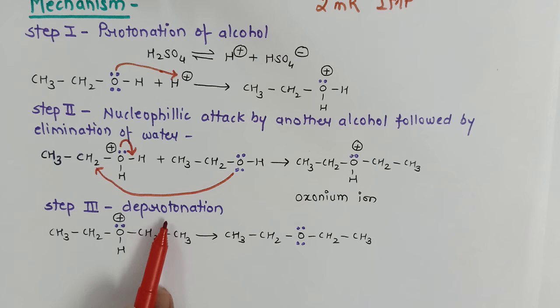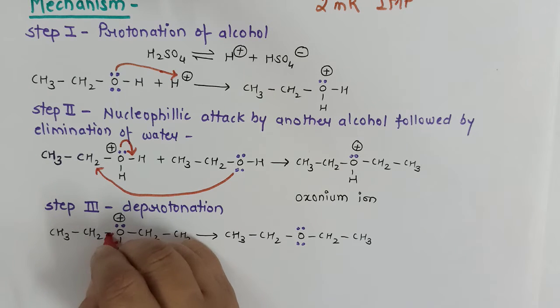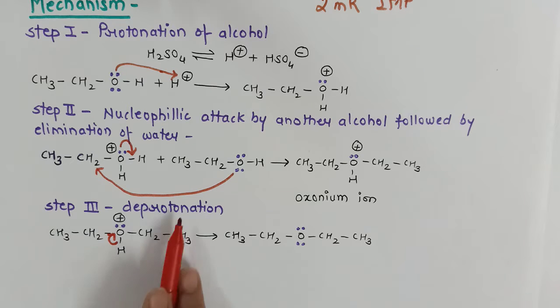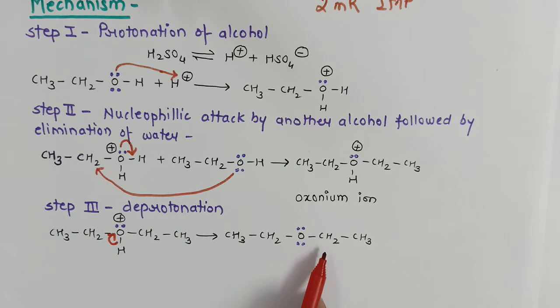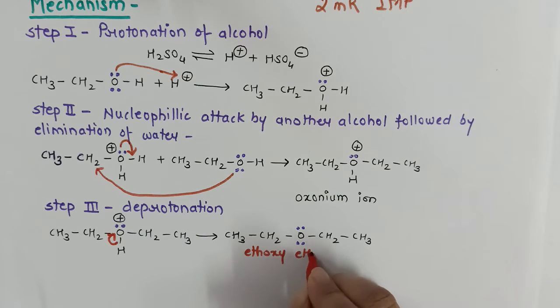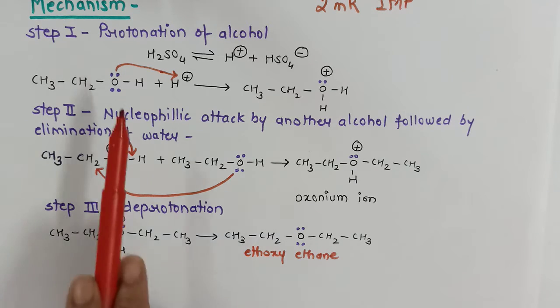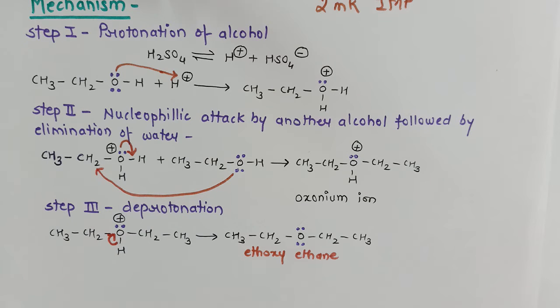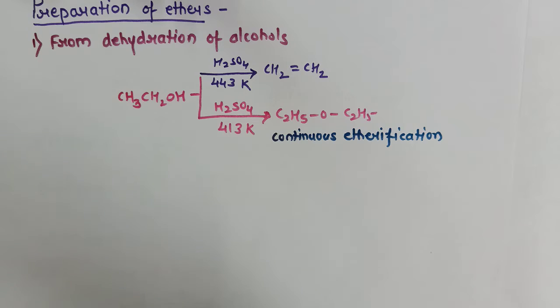And the third step is deprotonation. There is a positive charge on the oxygen atom that will be removed. This hydrogen will be removed. That is what we call deprotonation, and it will form ether. This is ethoxyethane. In your board exams, you have to follow the same pattern. There is an importance of arrows in your board exams. These arrows are called curved notations. If you don't represent your answer with the help of curved notation, you lose your marks.